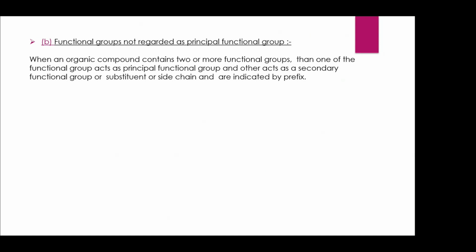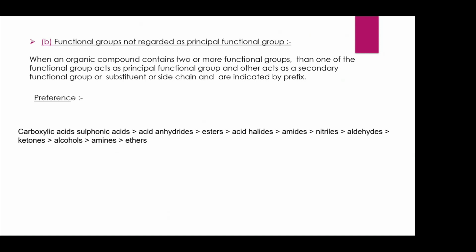So we have to see the preferences. If two or more functional groups are present in an organic compound, then we have to see the preferences. In preferences, first preference will be given to the carboxylic acid group, that is COOH. This is the first preference. Then it is more than the sulfonic acid, that is SO3H. Then the next preference is the acid anhydride, C double bond O, O, C double bond O.